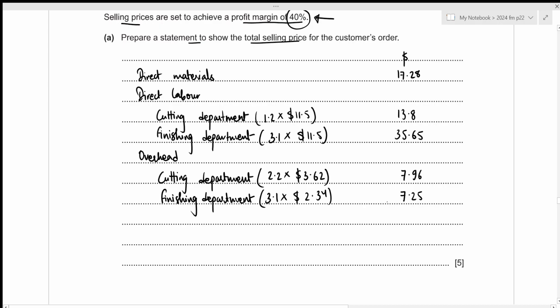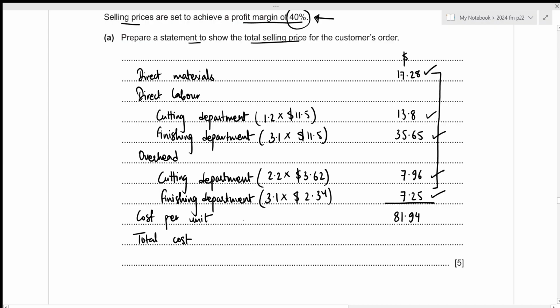Now these are all of our costs. We can calculate the cost per unit by adding all these values. So that's 17.28 plus 13.8 plus 35.65 plus 7.96 plus 7.25, which results in 81.94. Now we can calculate the total cost.